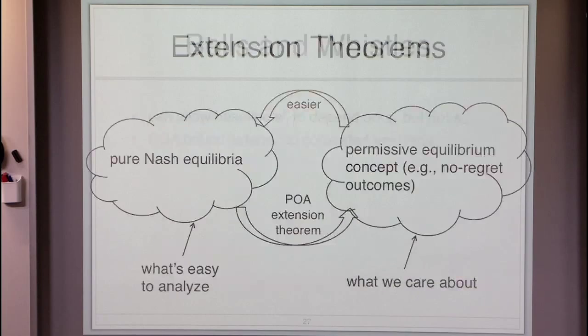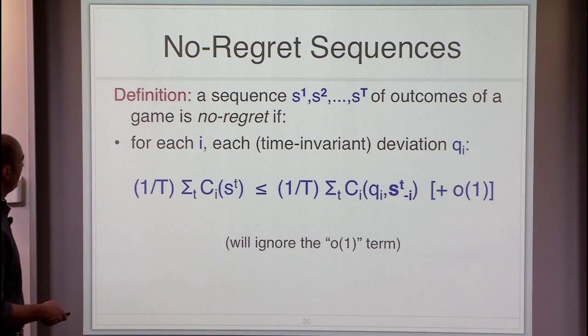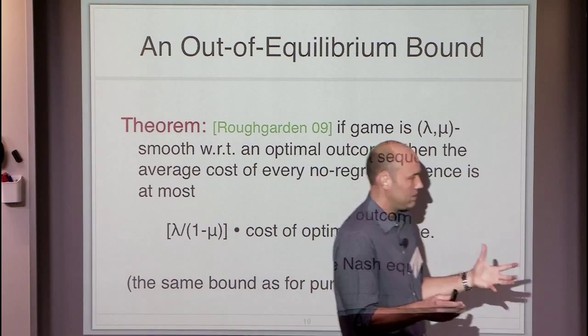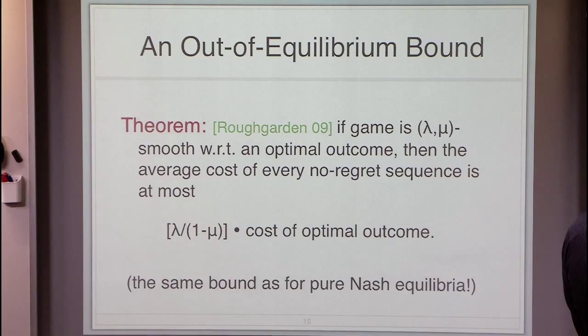Automatically? Yes, automatically. By the argument you gave before? Yes, exactly. So basically, in some ways, think of it this way. The hypothesis here is lambda mu smoothness. The way I think of that is you proved a price of anarchy bound on pure equilibria following a certain template. Is that the way you'd actually get the most efficient way to prove it?